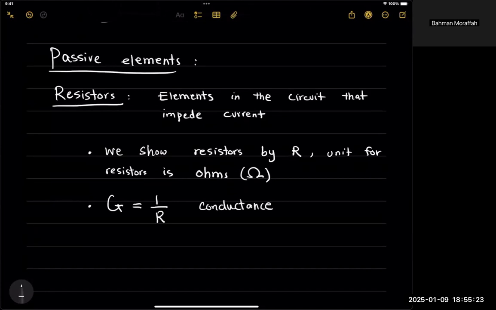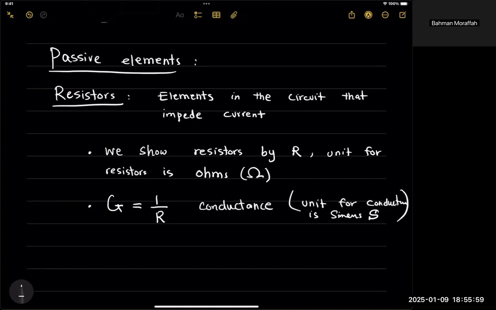And the value, the measure that we have for this, the unit for conductance is Siemens. We show it by S. Okay? It's nothing but basically the inverse of R, right? And oftentimes a resistor basically dissipates electrical energy, usually through heat, right?